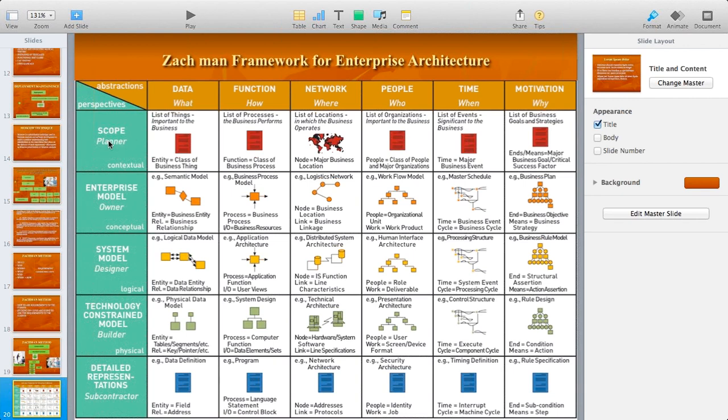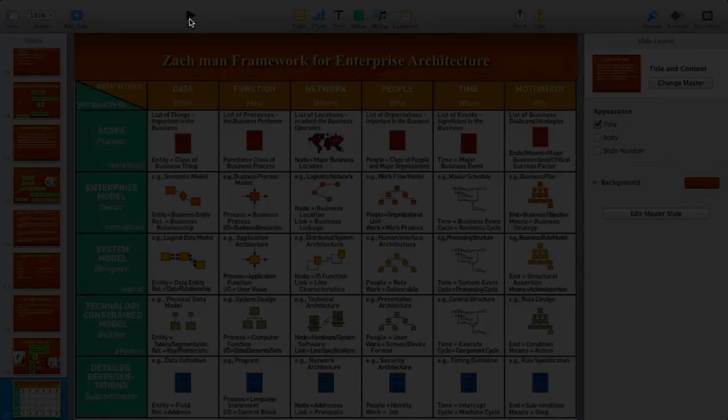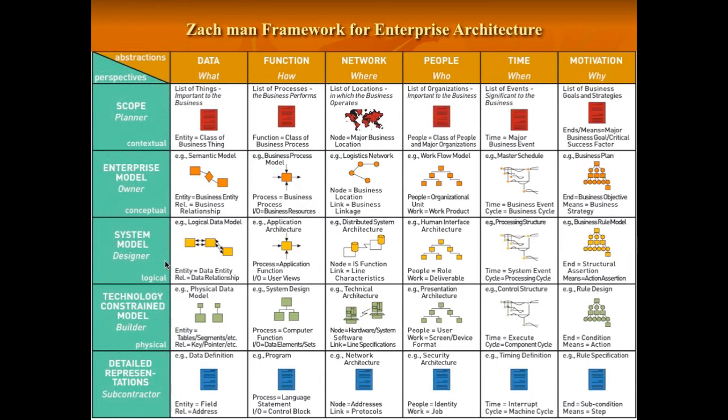In this, you just concentrate on the top one, the scope planner. In the scope planner, we have what, how, where, who, when, and why. Correct? You are able to view it, right? Let me make it full screen. The scope planner: what, how, where, who, when, and why. Now let's come up with an example.